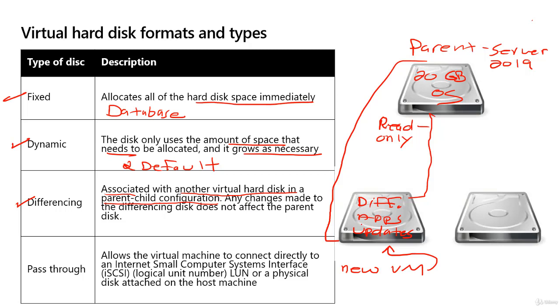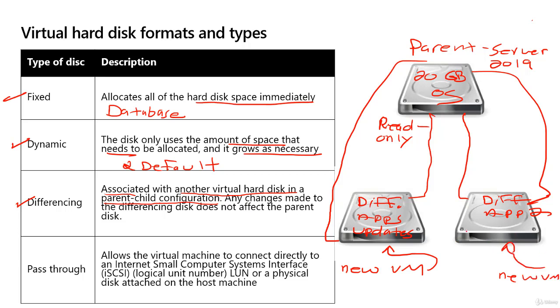Now, you could do this as many times as you want. I could have another differencing disk, and in this differencing disk, I could install some other applications. I'll say app 2. These are completely independent. So this differencing disk is linked to the parent, same as the other. I just create a new virtual machine here, and it uses this disk. They are two completely different operating systems in every way, different virtual machines.